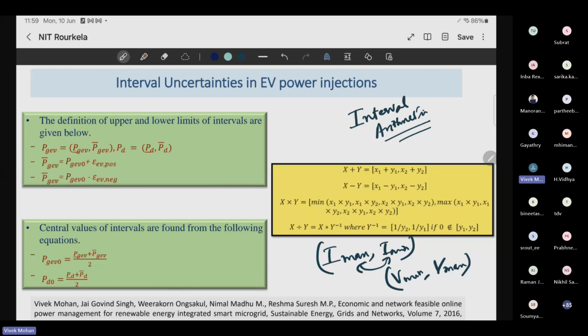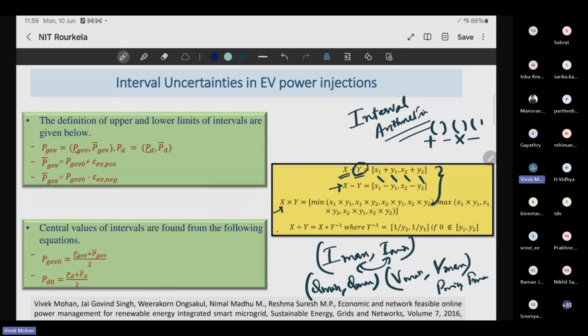Now, if we run load flow with these intervals, if everything is in interval form, V min, V max, Q min, Q max, you need to add, subtract, multiply, or divide intervals in place of numbers. So for that, we need to know the interval arithmetic operations. That is what we have done here. Capital X is an interval, capital Y is an interval. Capital X has X1 and X2 as the lower limit and the upper limit, and Y1 and Y2 are in capital Y, where Y1 is the lower limit and Y2 is the upper limit. Now, how to add them? X1 plus Y1, X2 plus Y2. Like that, you can subtract, multiply, and divide.